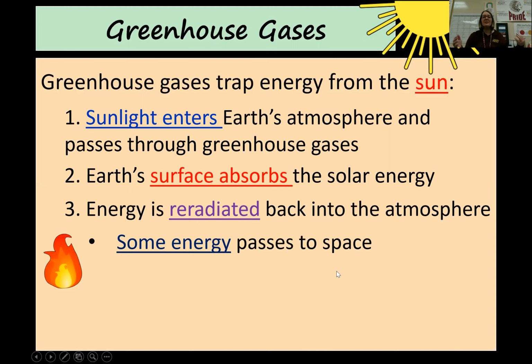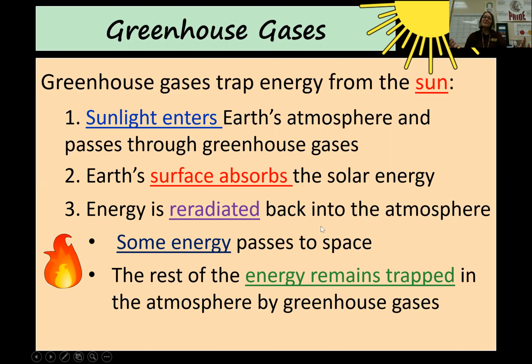And as I mentioned, some of it never even makes it here. It immediately gets reflected back, and some of the heat from the Earth actually makes it back to space also. But the majority of it actually does remain trapped in our atmosphere by these greenhouse gases. And that's important. We need to have a warm earth in order to have life.